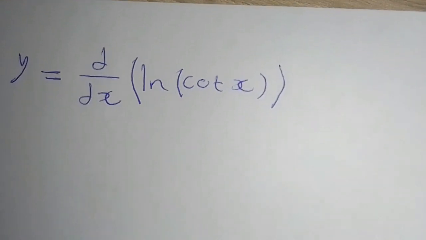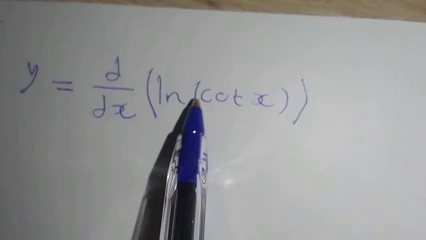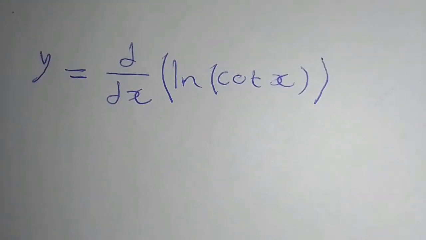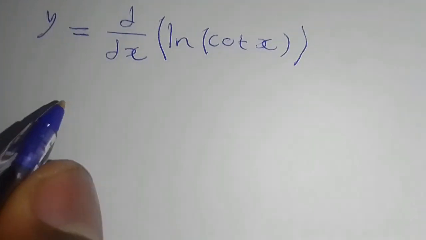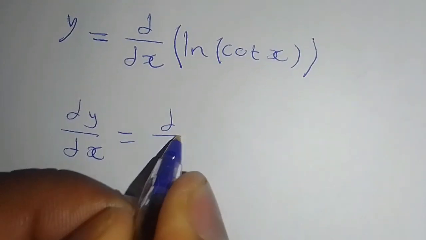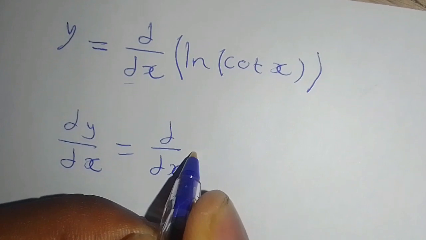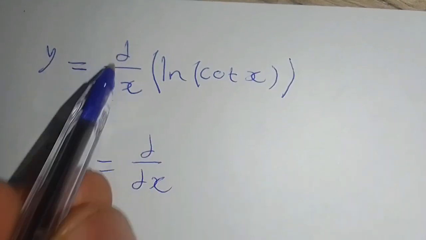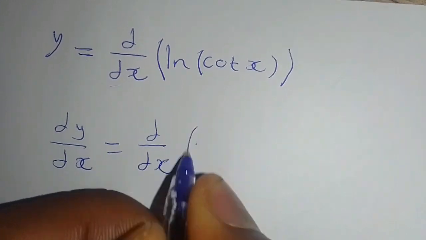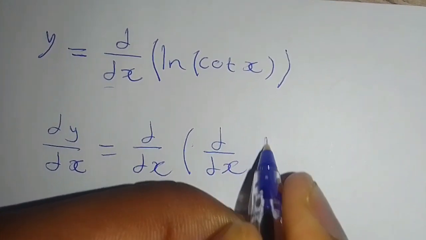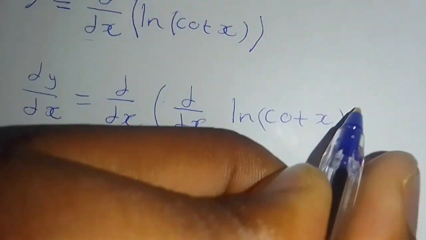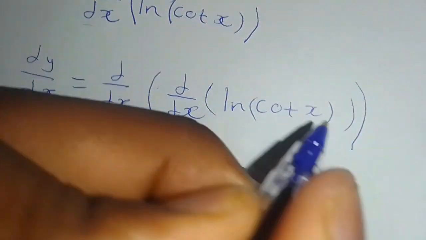So here if we look at this, we have y equals d over dx of ln cot x, and what we want to find is dy dx. So basically if y equals that, then dy dx will just be d over dx of y, and y is just d over dx of that. So that means we are taking d over dx of ln of cot x. So we're basically having something like this.